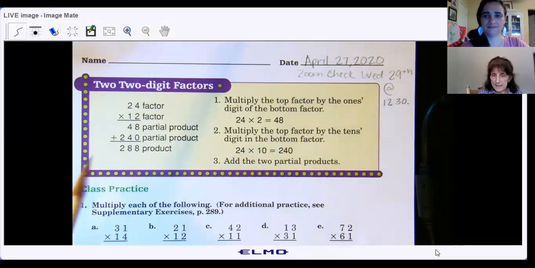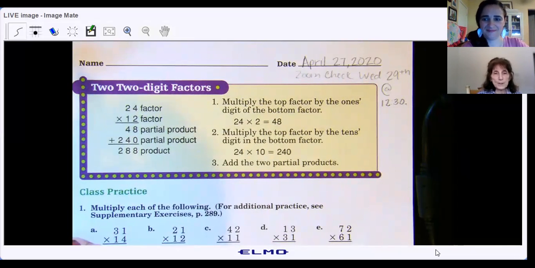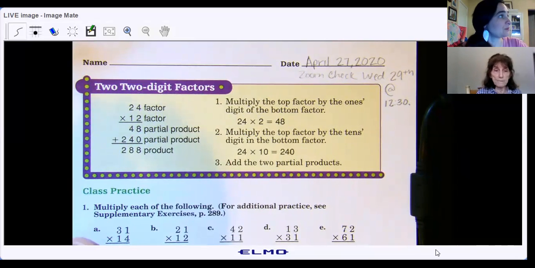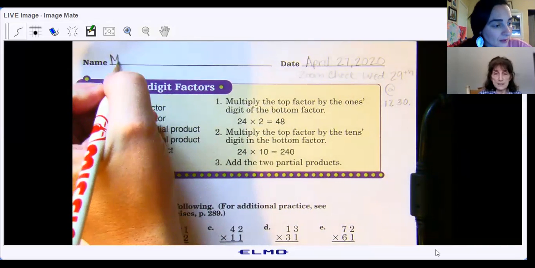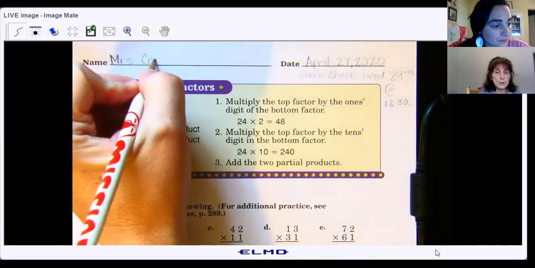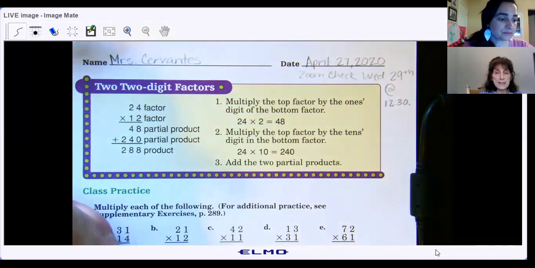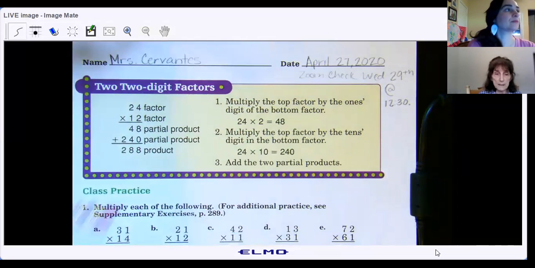My favorite class is here, and we're here to do two-digit factors, and this is about the only concept left in the book that you haven't learned yet. So we're going along really fast, and you're getting it, and I'm so proud of you. All right, let's put our first and last name on the paper. This is going to be due on the 29th of April, Wednesday.